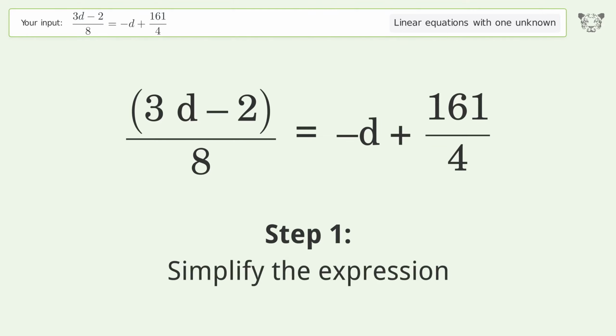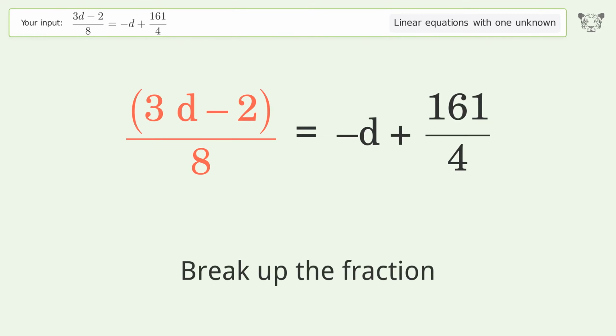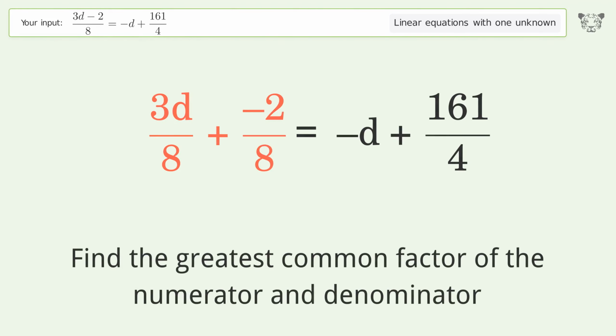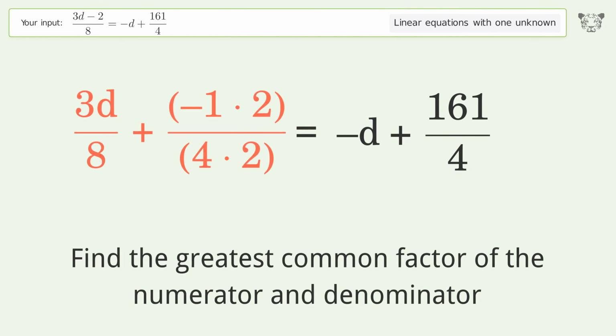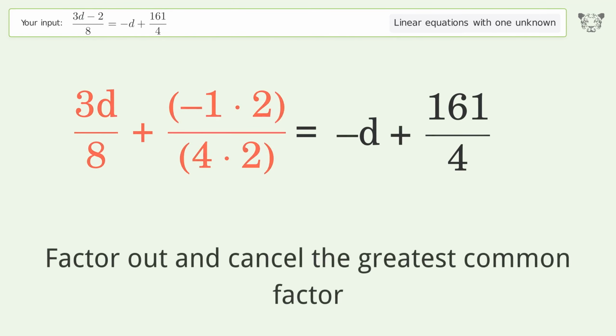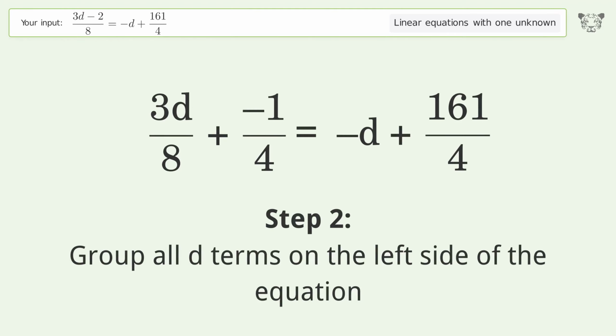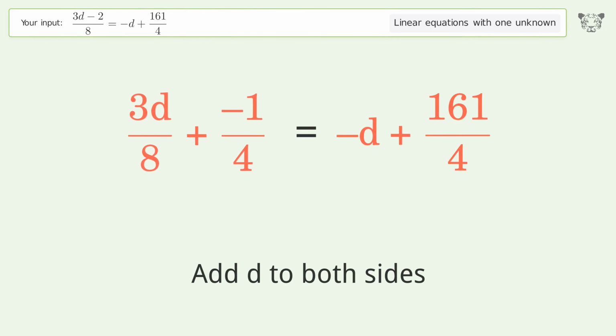Simplify the expression. Break up the fraction. Find the greatest common factor of the numerator and denominator. Factor out and cancel the greatest common factor. Group all d terms on the left side of the equation. Add d to both sides.